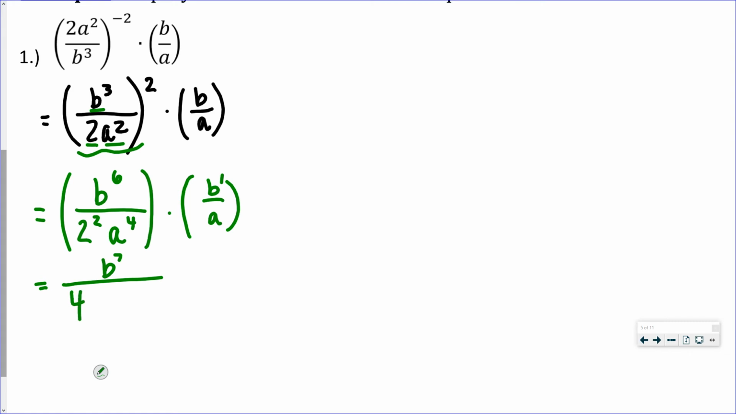When we multiply fractions, guys, we multiply straight across, right? That's why I'm doing this. So then a to the 4th times a to the 1st, I'd get a to the 5th.